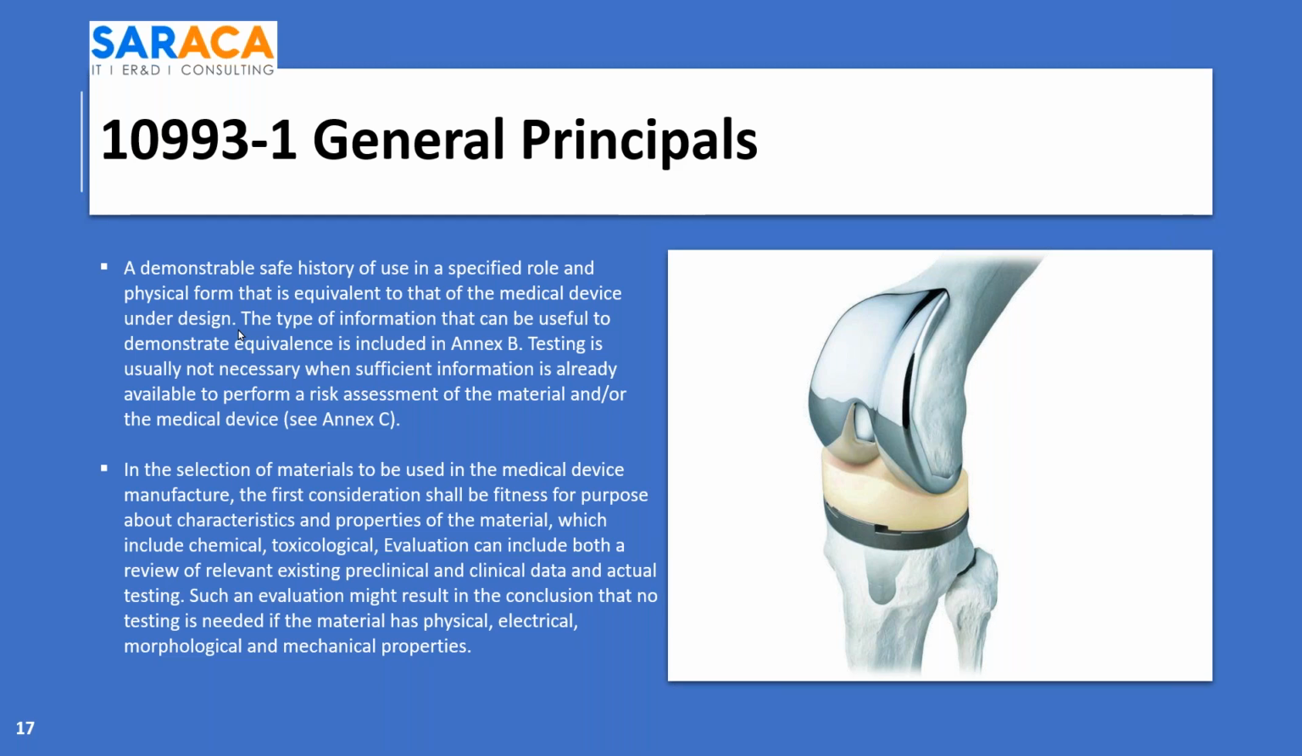The first considerations for fitness of purpose are the characteristic properties of the material, which include chemical, toxicological evaluation, and can include both a review of relevant existing preclinical and clinical data and actual testing. Such evaluation may result in the conclusion that no testing is needed if the material has physical, electrical, morphological, and mechanical properties that are consistent with biocompatibility.